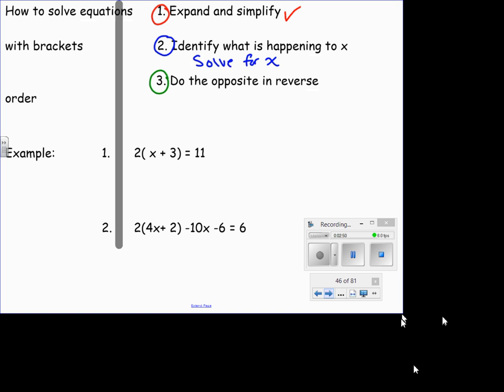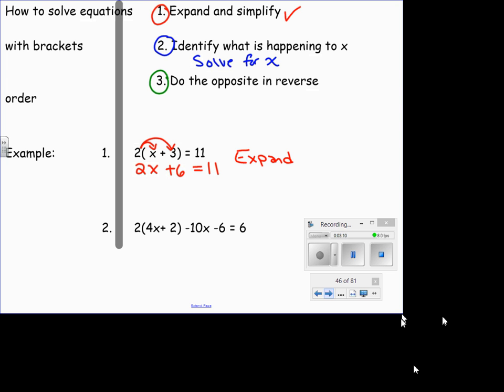First things first, we're going to expand the brackets when we're given an equation that has brackets in it. So let's go ahead and expand. 2 by x is 2x. 2 by positive 3 is 6. And then I bring down the 11. So right now, all I have done is expand the brackets.